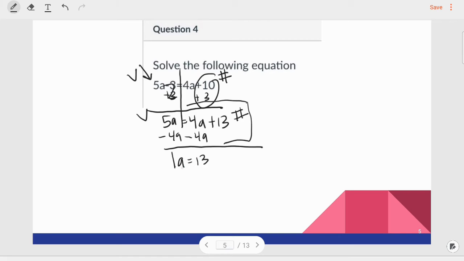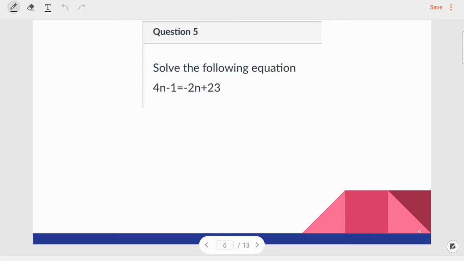Now, if you divide by 1, that's fine, but we can also recognize that 1a is the same as a, and I can write down my simplified answer. Next, I have question 5. I draw my line of balance. I do notice that there's variables on both sides.